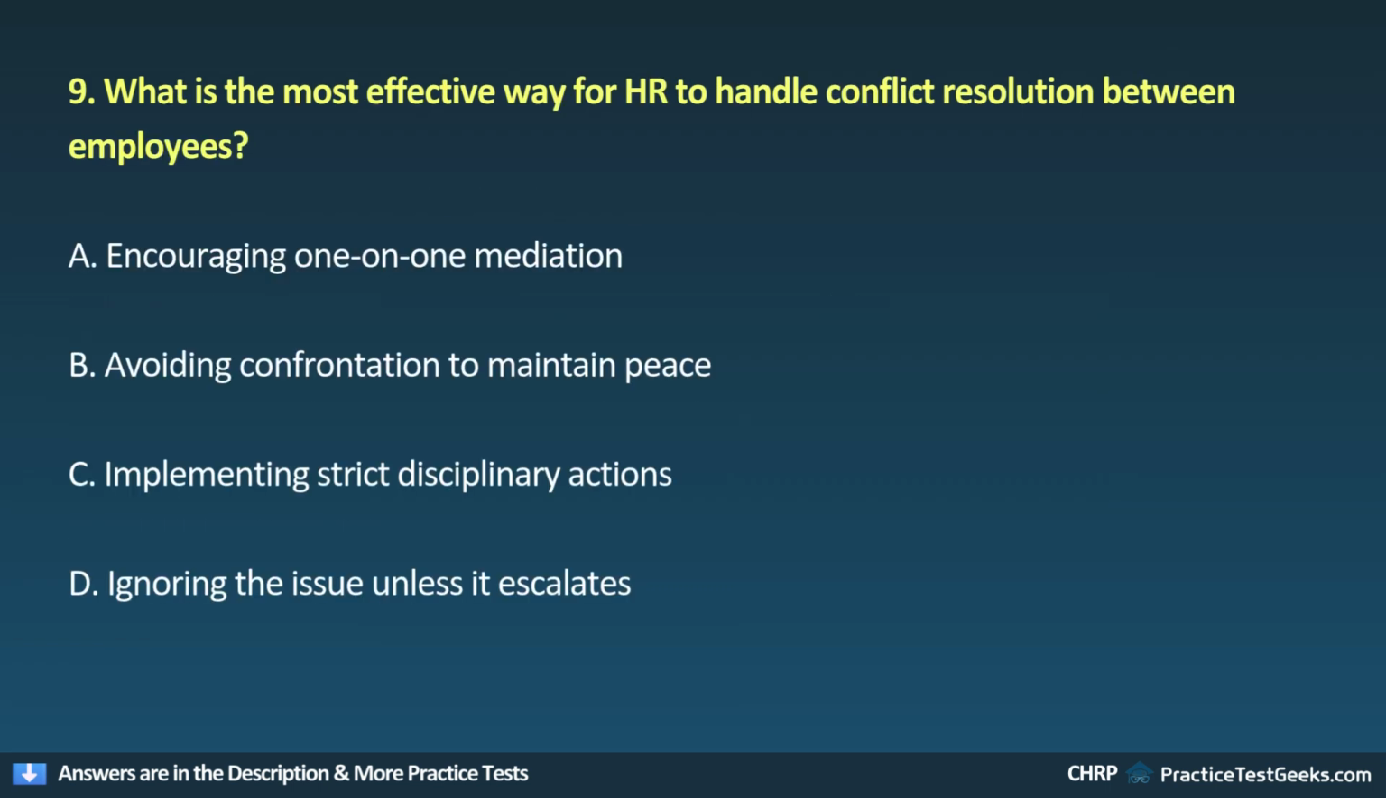9. What is the most effective way for HR to handle conflict resolution between employees? A. Encouraging one-on-one mediation. B. Avoiding confrontation to maintain peace. C. Implementing strict disciplinary actions. D. Ignoring the issue unless it escalates.